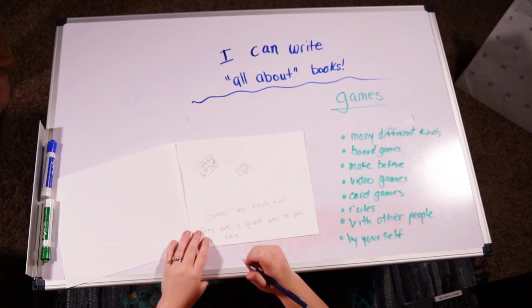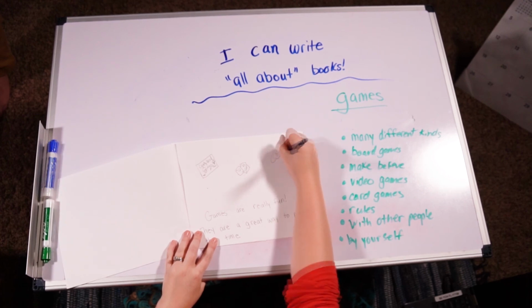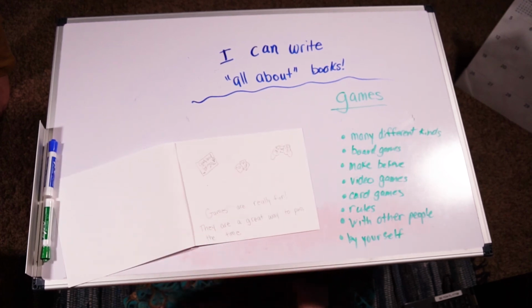All right, we got some cards and then video games. I'll draw a game controller. All right, and that's the first page of my book. I think that that is enough work on that book today. I can go in and color my picture if I want to. We're going to go into our next few pages tomorrow.